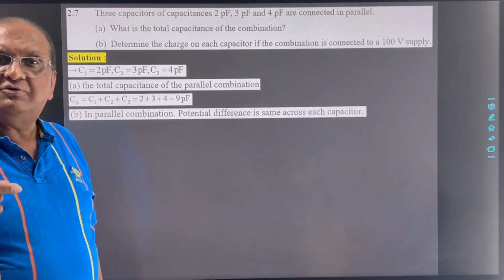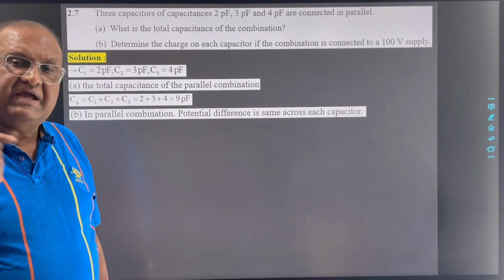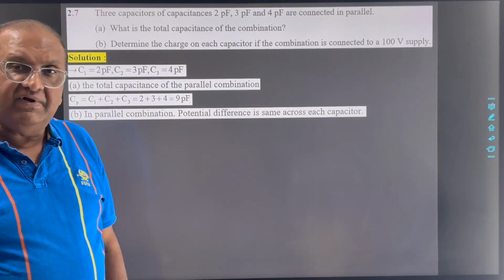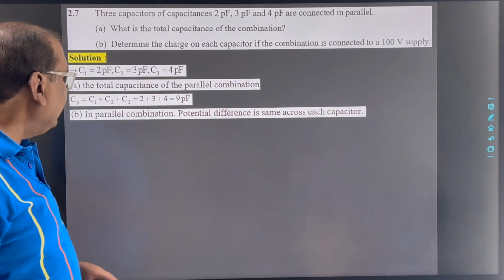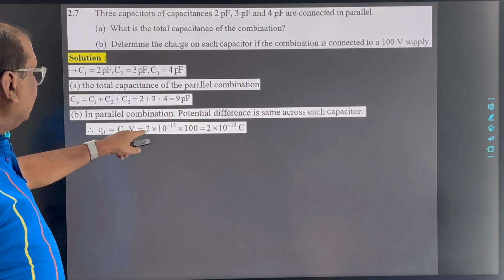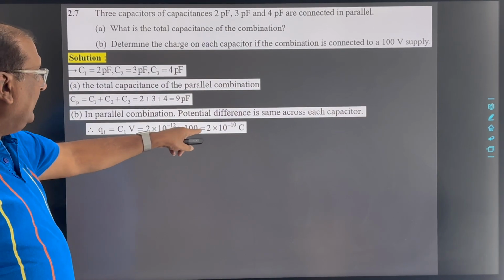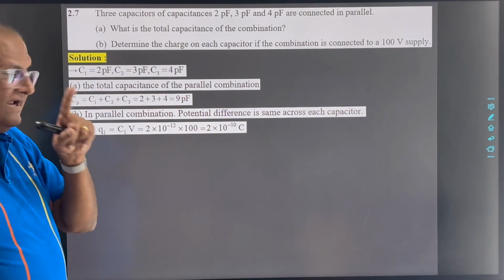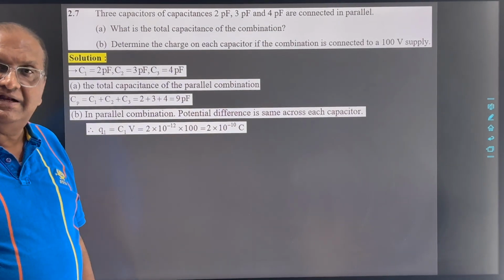Capacitances C1, C2, C3 are different, therefore the charge on each capacitor will be different. Now we have the equation Q equal to CV, so we can write Q1, that is C1V. C1 is 2 into 10 raised to minus 12, into 100 volt supply. So charge on first capacitor Q1 is 2 into 10 raised to minus 10 coulomb.